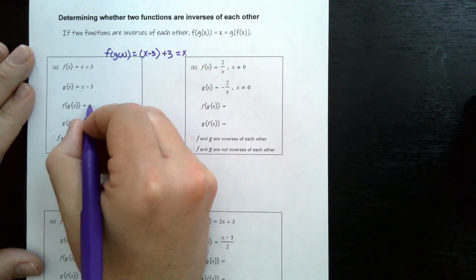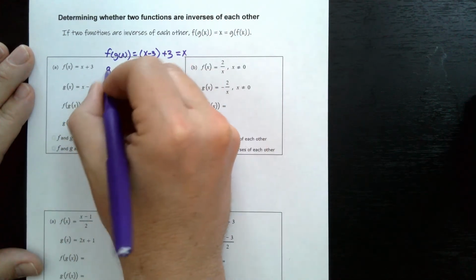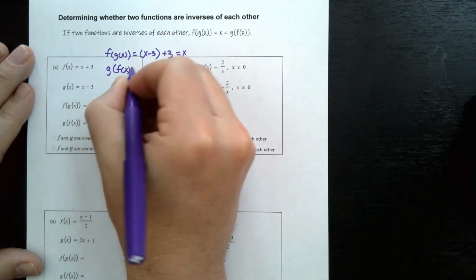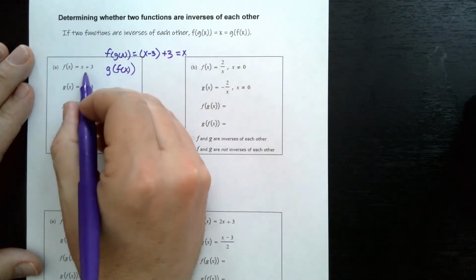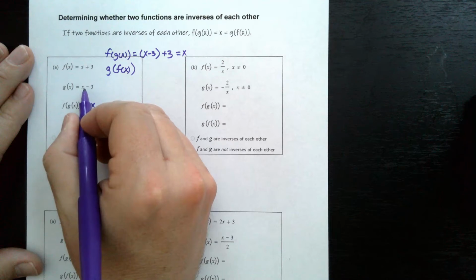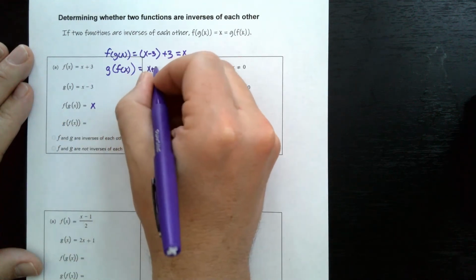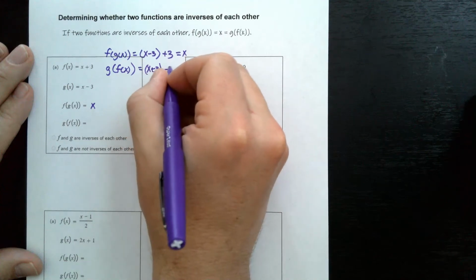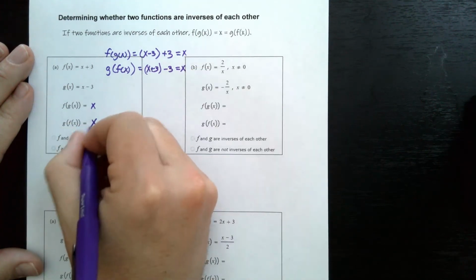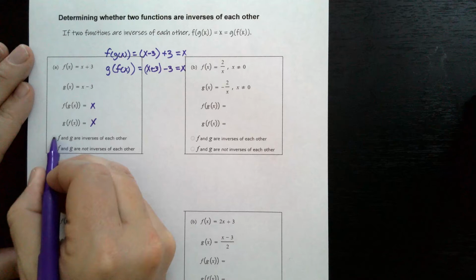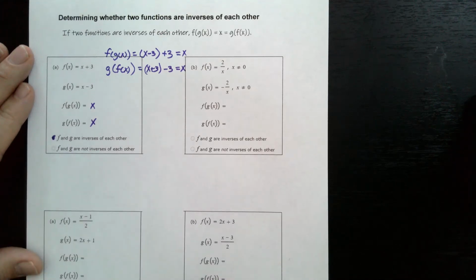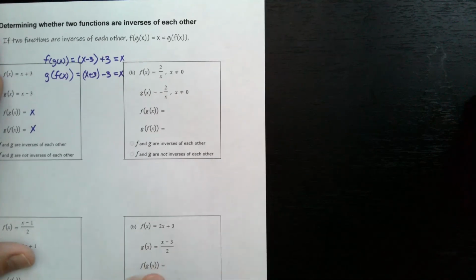That gives us x. And if you do the other way, g of f of x, put the f of x function into x right here, in place of x in g, that will be x plus 3 minus 3, which also gives you x. So these two are inverses of one another. Okay, let's look at this one.